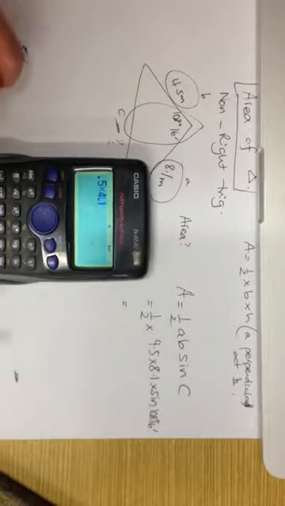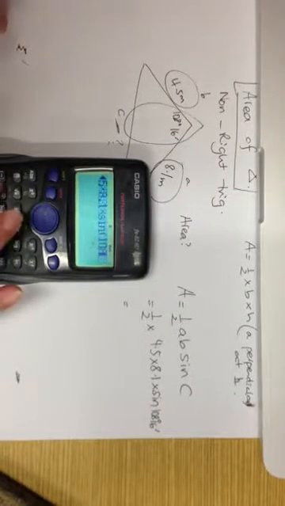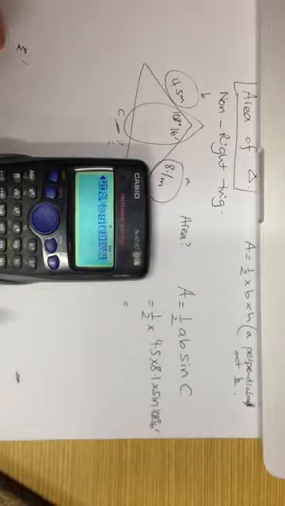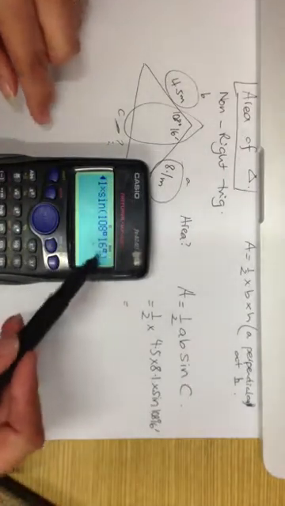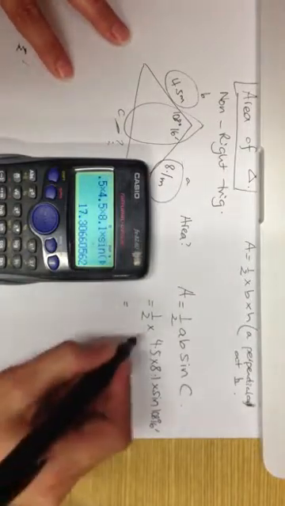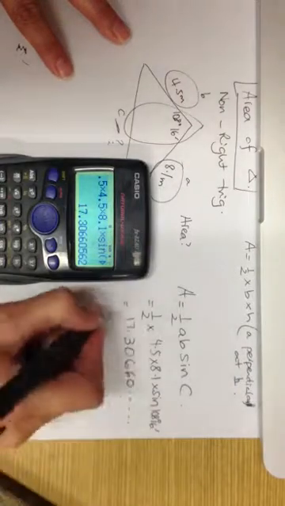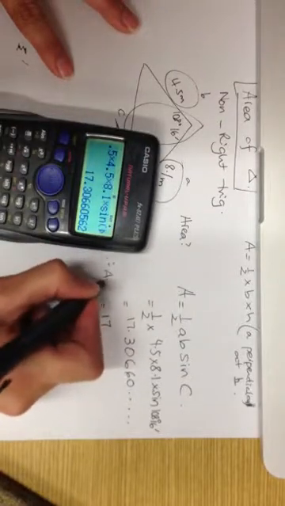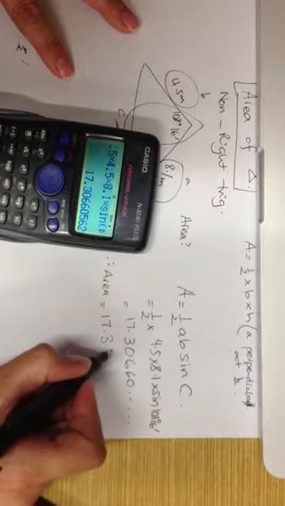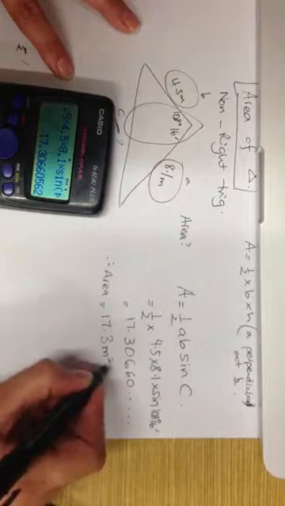0.5 times 4.5 times 8.1 times sine 108. Now I need to use my degrees and minutes button. 16 minutes. Remember, your minutes looks just like a degrees symbol because your calculator doesn't have a minutes symbol up here on this little screen. Press equals, and I get 17.30660 ... which gives me 17. I wasn't asked for any rounding, so therefore area equals 17.3, and it was in metres, so it now becomes metres squared.